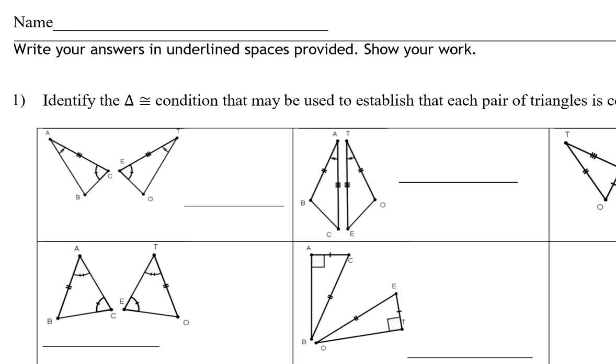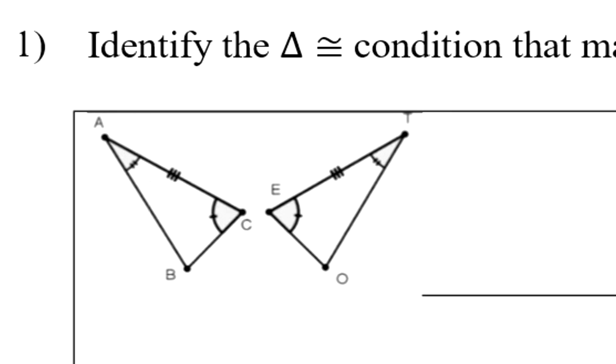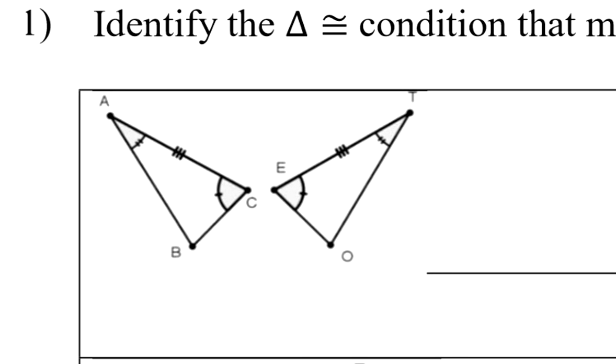So the first question basically is asking us to be able to look at a diagram and identify which of our 5 triangle congruence conditions could be used to establish that a pair of triangles are congruent. We'll be using this more and more as we proceed to other chapters, but for right now, can you identify them?